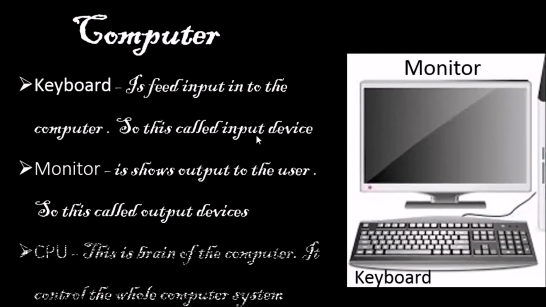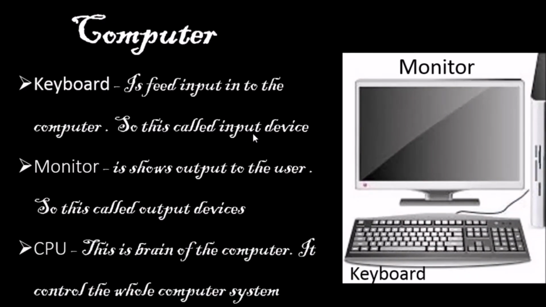And the next one is the CPU. The CPU is the brain of the computer. It controls the whole computer system. Later we will discuss this. Then what about the mouse? The mouse is also one of the input devices. It feeds input through clicks. Okay.